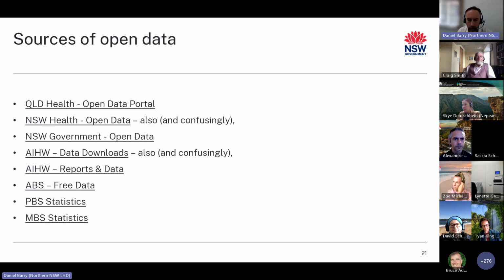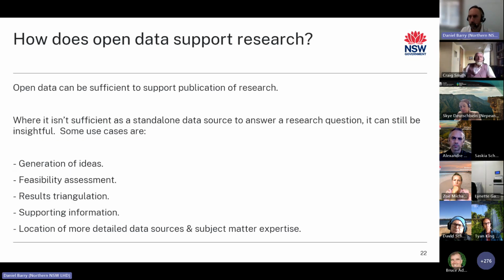So Queensland Health, New South Wales Health, the Australian Institute of Health and Welfare, the Australian Bureau of Statistics and Services Australia all provide public-facing open data or reports. In the Services Australia case, they provide this in the form of pharmaceutical benefits schedule and Medicare statistics. And we'll look at a quick example of how one of those can be used in a moment's time.